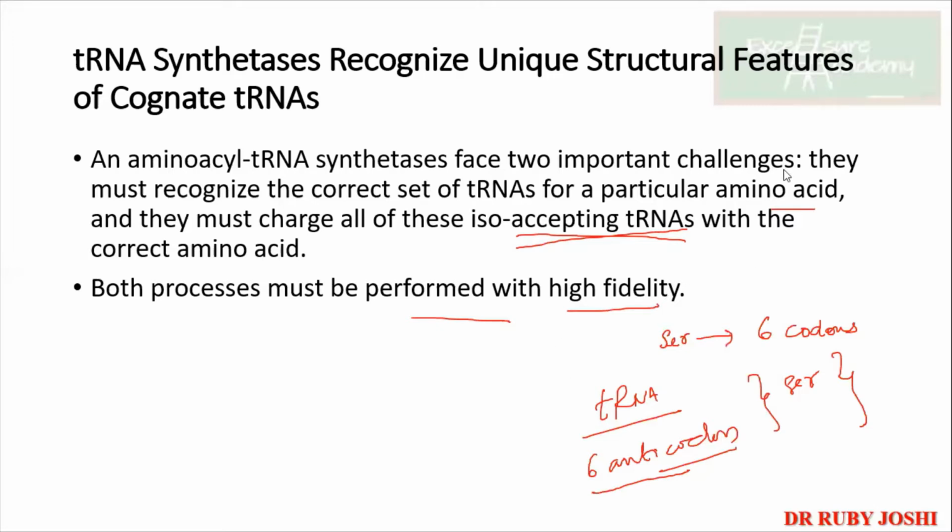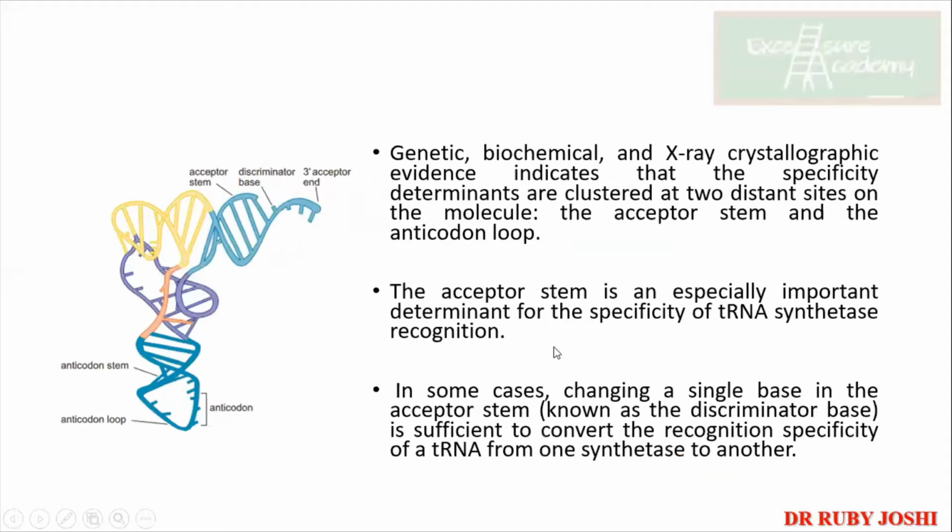We have already mentioned that it is based on the anticodon and the acceptor arm that your aminoacyl-tRNA synthetase understands. It reads the anticodon present on the tRNA so that the correct amino acid is attached. There were many genetic, biochemical and X-ray crystallographic studies which gave evidence indicating that the specificity determinants are clustered at 2 distant sites on the molecule. The first is your acceptor arm and the second is your anticodon loop.